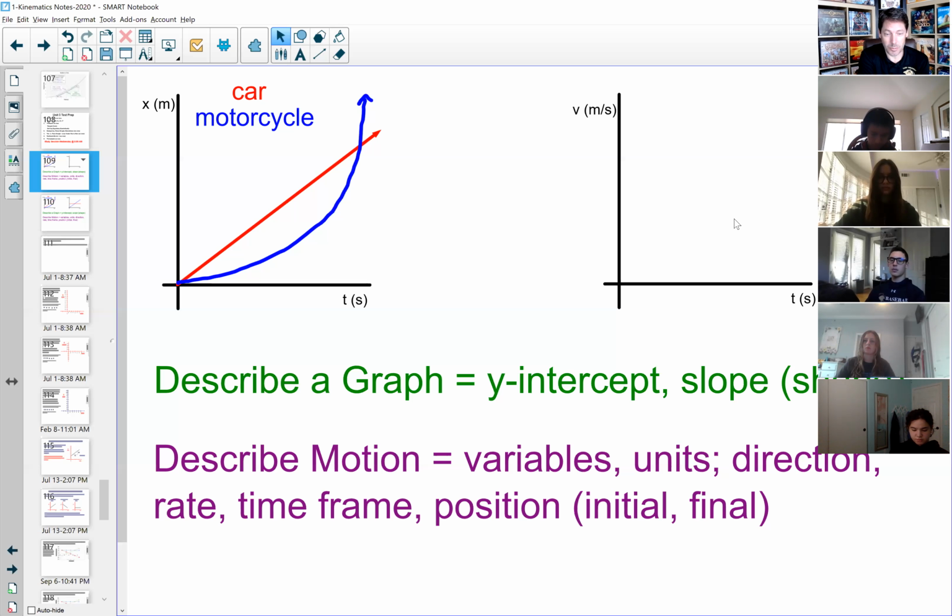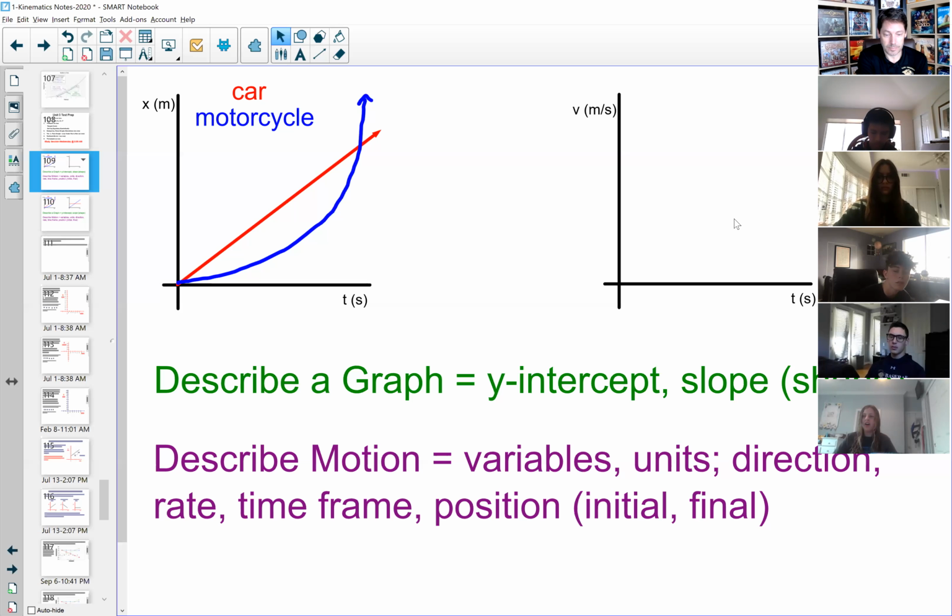All right. So someone else, someone different, unmute and describe the motion of this motorcycle. It's an exponential curve. It has increasing velocity over time, and it starts at the origin, and it ends away from the origin. I don't know how to describe final position.